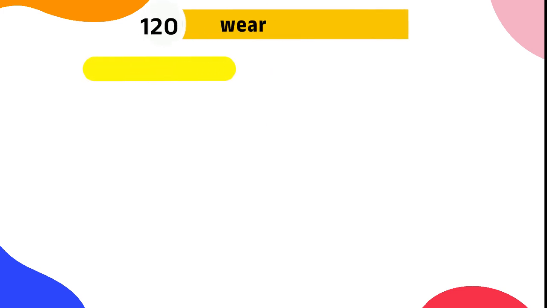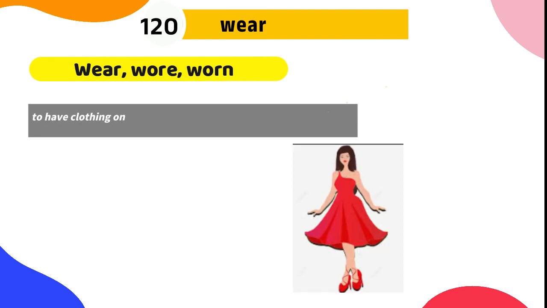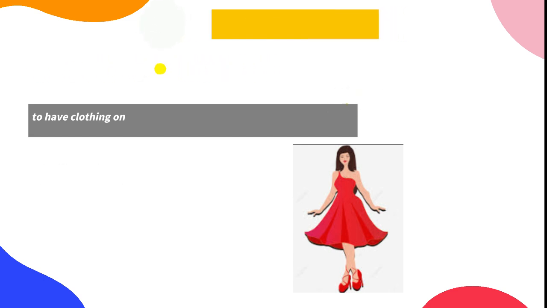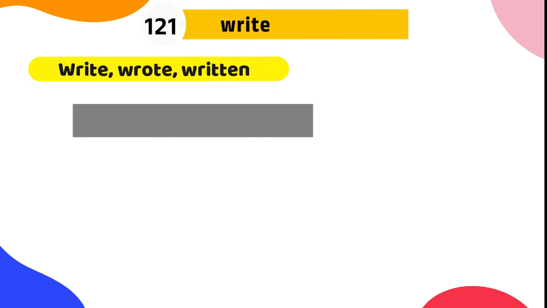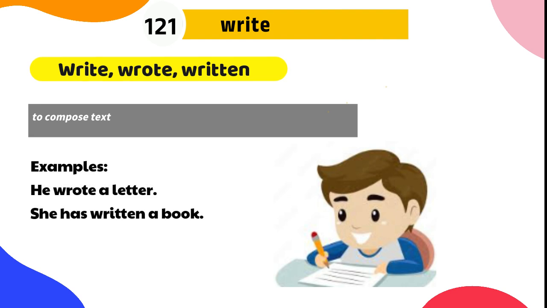Wear, wore, worn. Meanings: to have clothing on, to carry something on the body. Examples: she wore a dress. He has worn that jacket before. Write, wrote, written. Meanings: to form letters or words, to compose text. Examples: he wrote a letter. She has written a book.